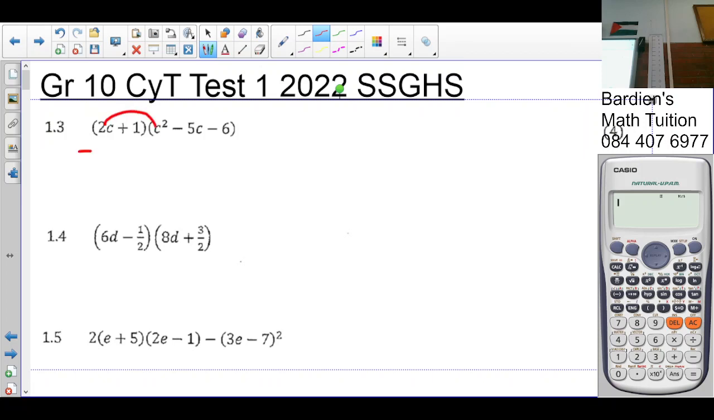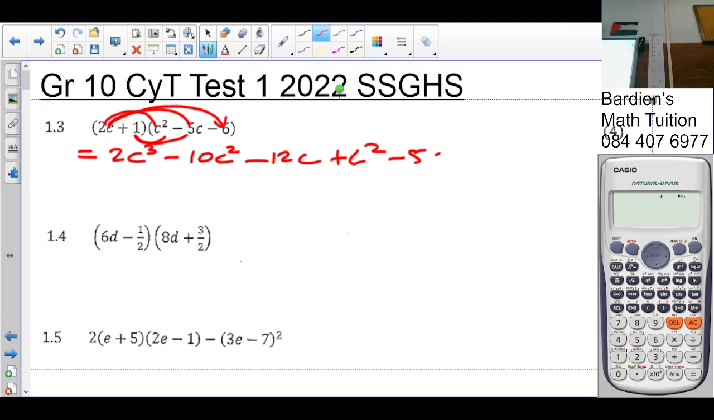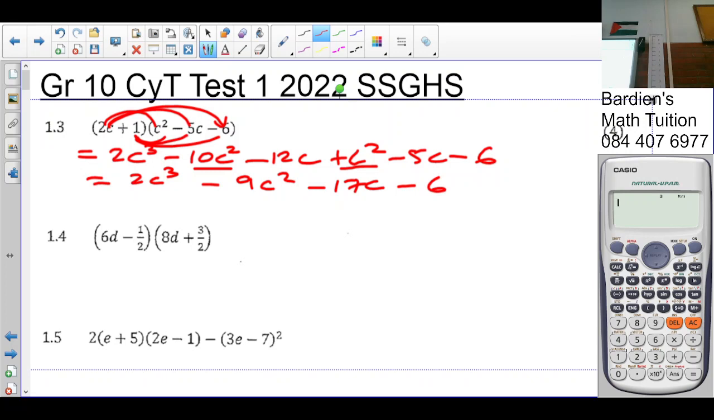1.3. 2c times c squared, 2c cubed. 2c times negative 5c, negative 10c squared. 2c times negative 6, negative 12c. 1 times c squared, c squared. 1 times negative 5c, negative 5c. 1 times negative 6, negative 6. So what do we do now? It's going to be 2c cubed. Negative 10c squared plus c squared is negative 9c squared. Negative 12c minus 5c, negative 7c, minus 6. Did we do this? The next one.